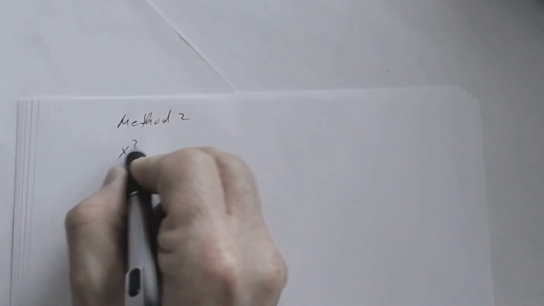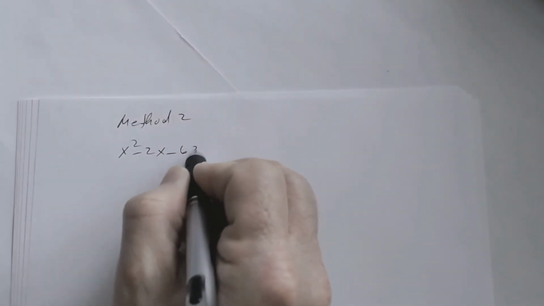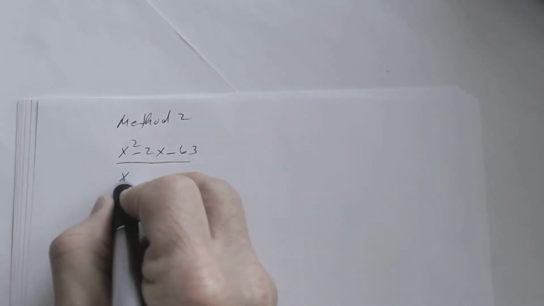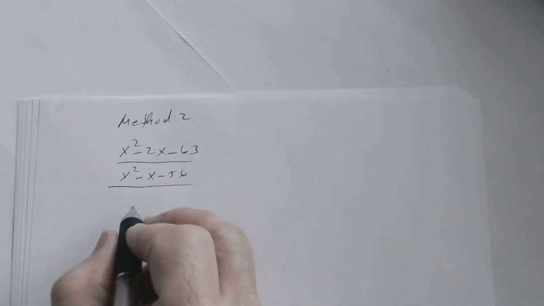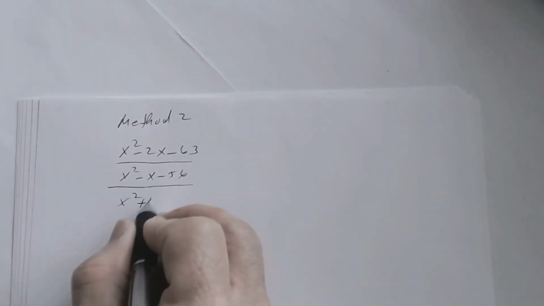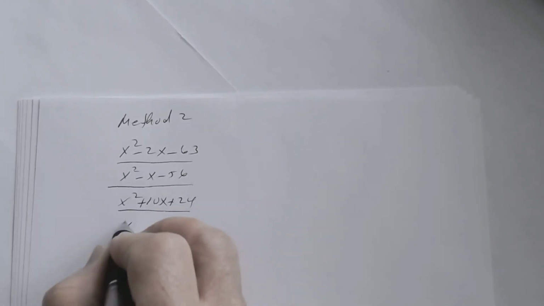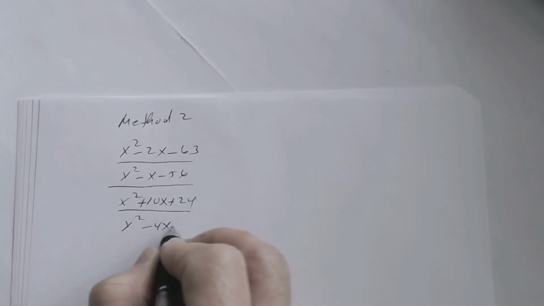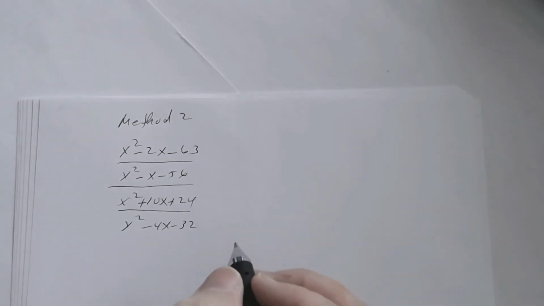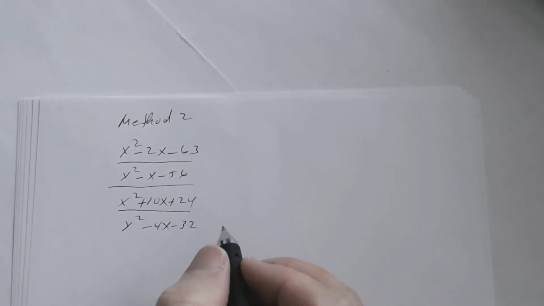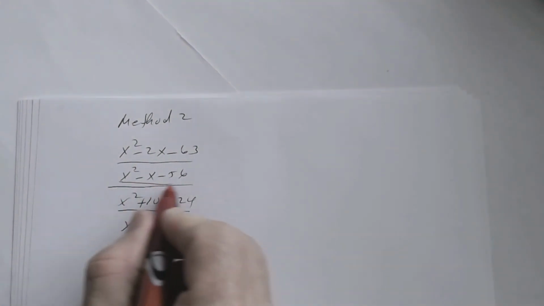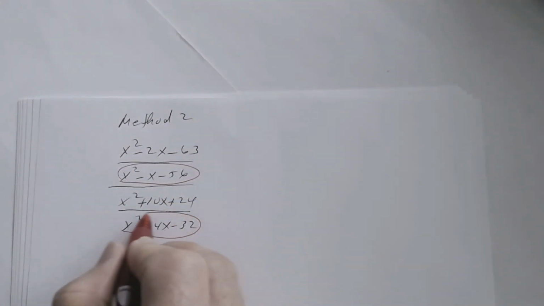So here's the problem. We had (x squared minus 2x minus 63) divided by (x squared minus x minus 56), and that's being divided by (x squared plus 10x plus 24) divided by (x squared minus 4x minus 32). Remember, when using method 2, you have to find the least common denominator of all of these denominators.